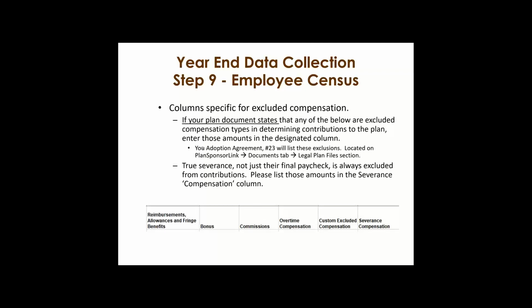Okay. If you aren't quite sure which compensations, if any, are excluded within your plan, then you can look at your adoption agreement number 23 and it'll list them. Okay. And then I give you where to find that file on your Plan Sponsor Link web portal. So you can go and look at that and see which exclusions, if any, are in your plan so you can provide that information.